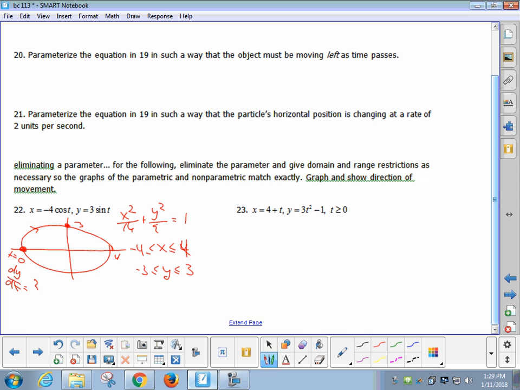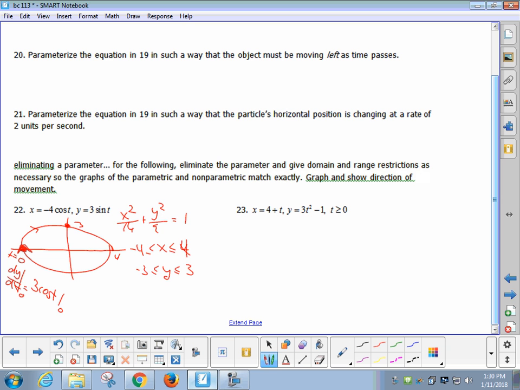dy/dt is 3 cos t. What's that at 0? 3. So if dy/dt is 3, what does that mean? y is increasing, and so it really must be going that way. It wouldn't have helped to look at dx/dt, because at that point dx/dt would be 0. It's all moving vertically rather than horizontally. So a derivative helps you to determine direction of movement as well.